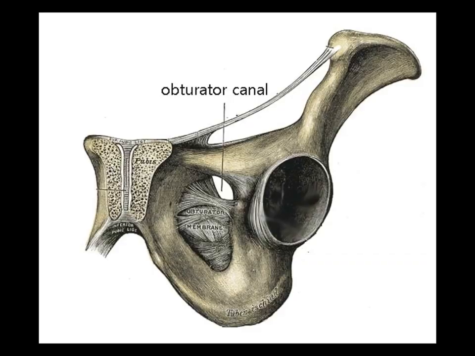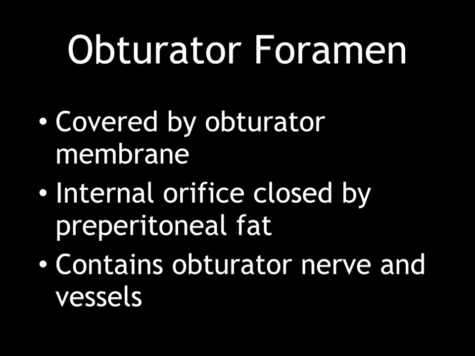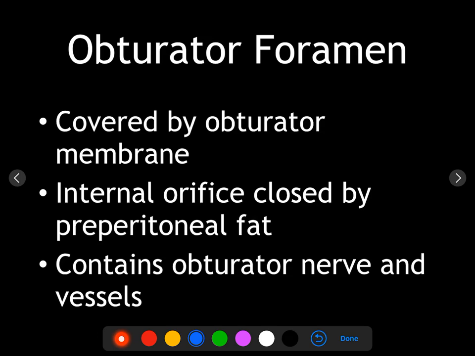In this picture we can see the obturator foramen, and it is formed by the ischium and the pubis. This is the obturator canal, closed usually by the obturator membrane. Here the hernia comes to us from this place. The obturator foramen is covered by the obturator membrane, the internal orifice closed by preperitoneal fat, and it contains the obturator nerve and vessels. These are the contents of the obturator foramen.